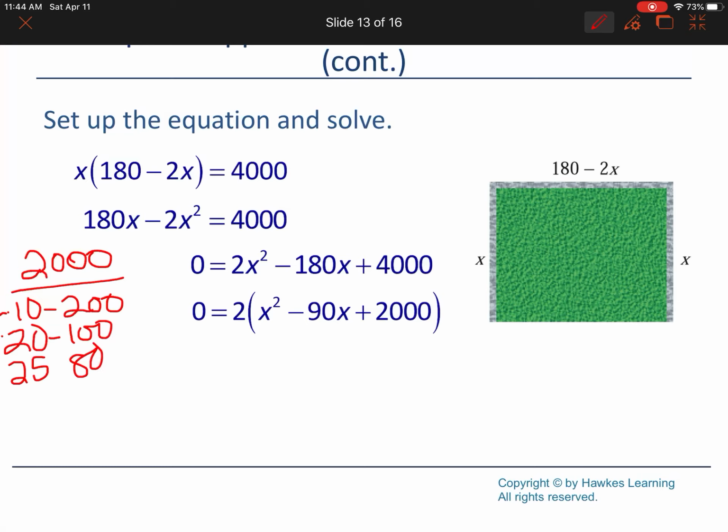So I don't think 33 will go into that, so let's go for 40. So 2,000 divided by 40 gives me 50. Aha, so there we have these two that add up to negative 90. All right, so there's how they factor.